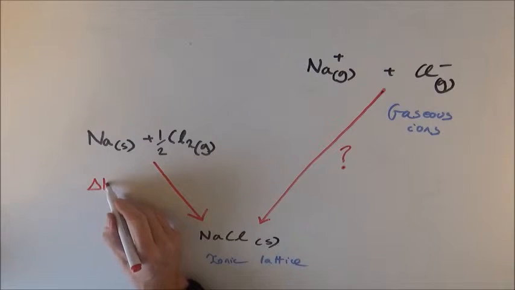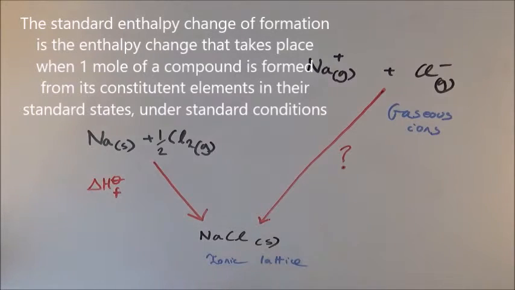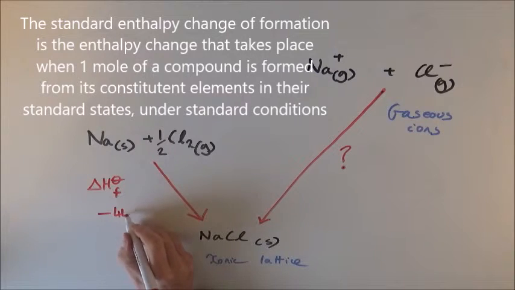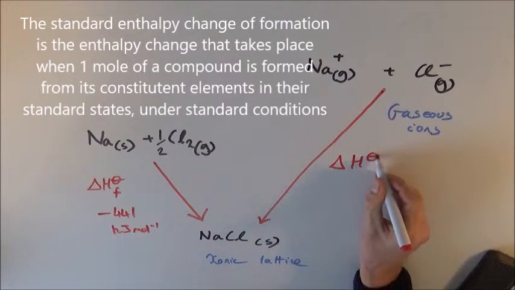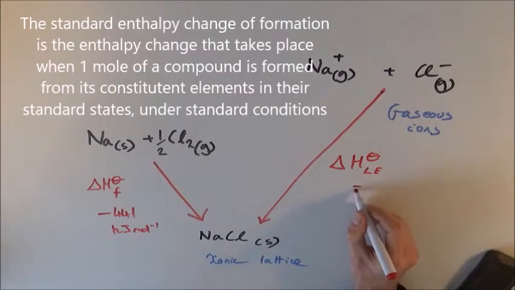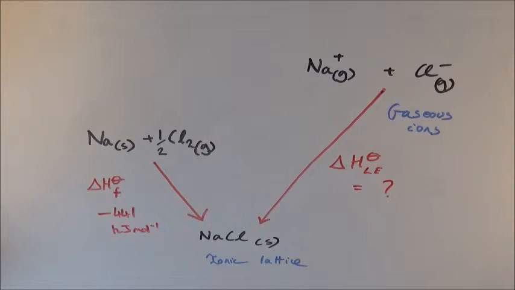So this is the enthalpy change of formation of sodium chloride, and the value there is minus 441 kilojoules mole to the minus 1. So this one we're looking for, that's its proper symbol, lattice enthalpy, and we don't know what it's going to be. So if you have watched my tutorial on Hess's law, you'll know I talked about this is one particular town, this is another town, and if this road's blocked you can take a different route.